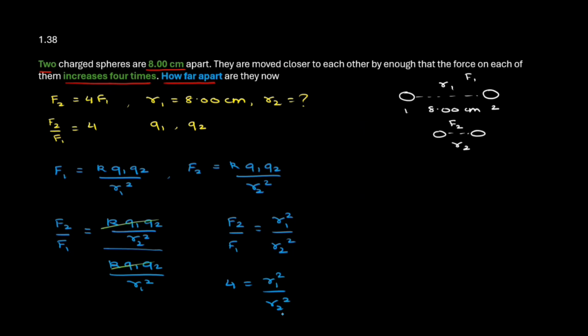I need to find R2. In order to find R2, I will first take the square root on both sides. When you do that, you get the square root of 4, which is 2, equals R1 over R2. Now we cross multiply to calculate R2. I will take R2 here in place of 2 and bring the 2 down. So we get R2 as R1 over 2. R1 is 8 centimeter, so we substitute 8 divided by 2. That gives me R2 as 4 centimeter.